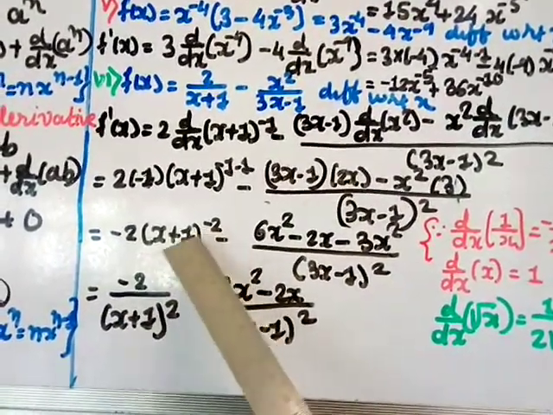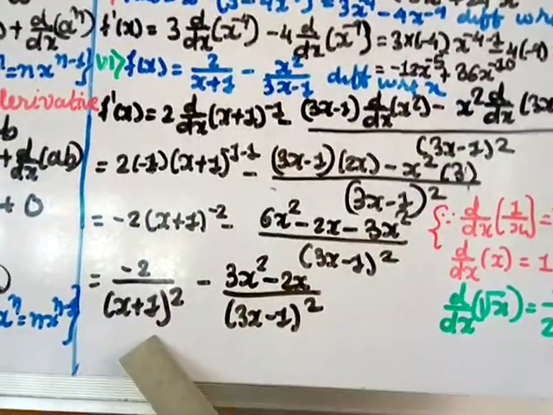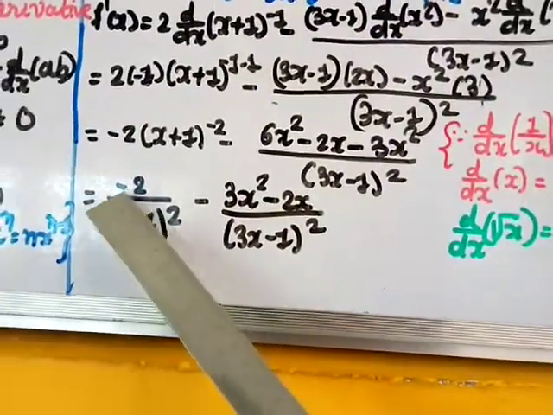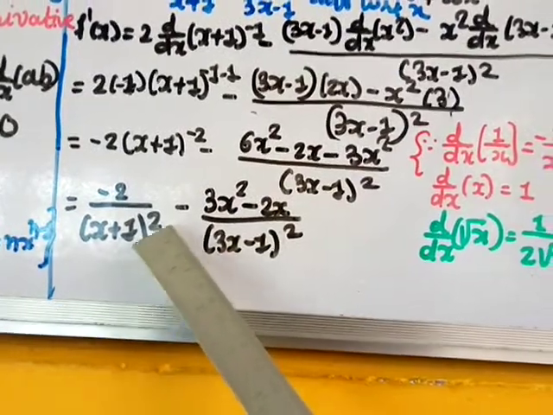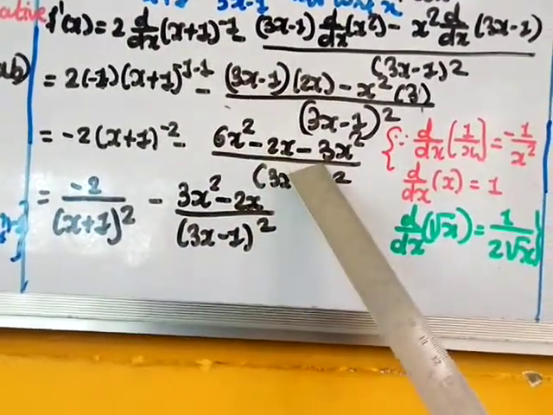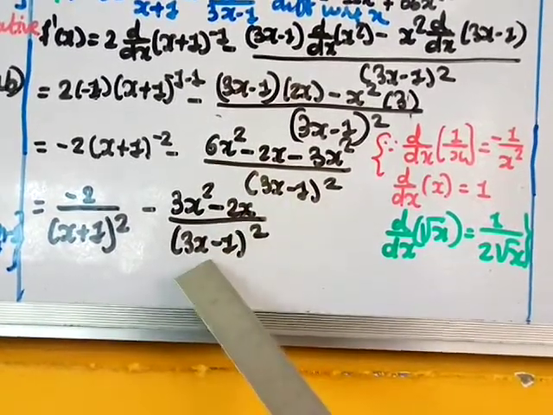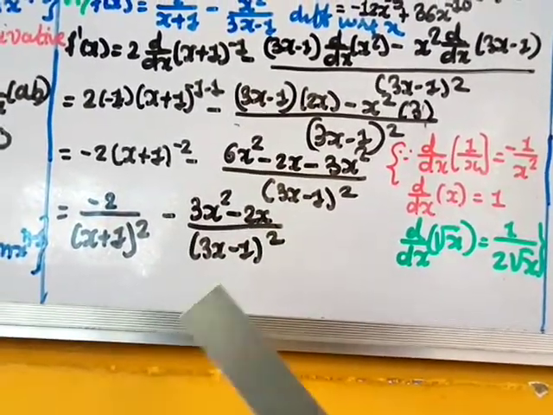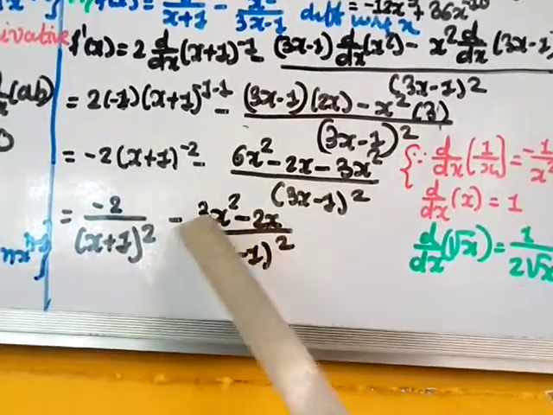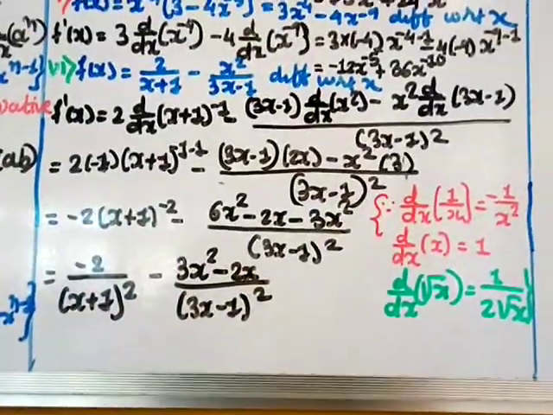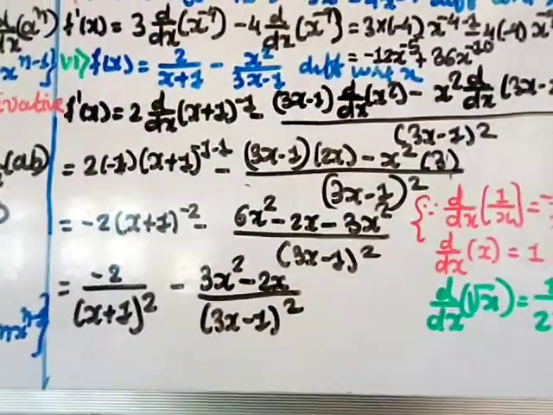This power which is negative, take in the denominator and make it positive. So you can get here equal to minus 2 divided by x plus 1 whole square. Minus 6x square minus 3x square gives you 3x square. Minus 2x as it is, denominator 3x minus 1 whole square as it is. Now here if you want you can take x common. Otherwise this is the solution for Roman number 6.